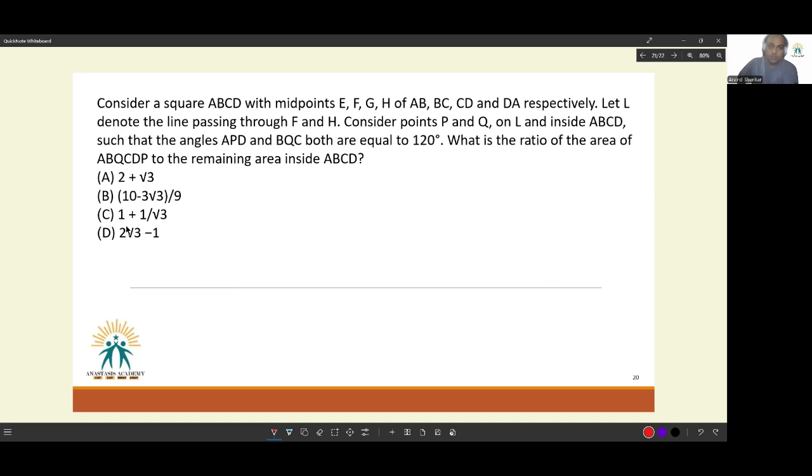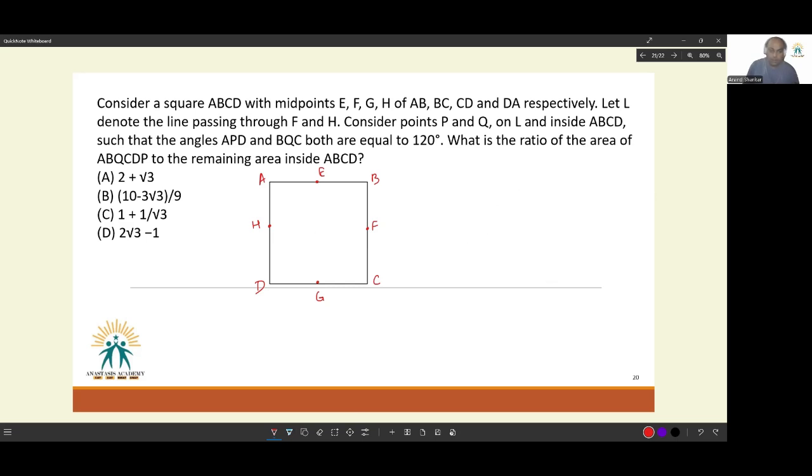Now, next question. Consider a square ABCD with midpoints EFGH on AB, BC, CD, and DA respectively. This is a square ABCD. Okay. Let me name the points A, B, C, and D. And I also need midpoints now. E, F, G, and H.